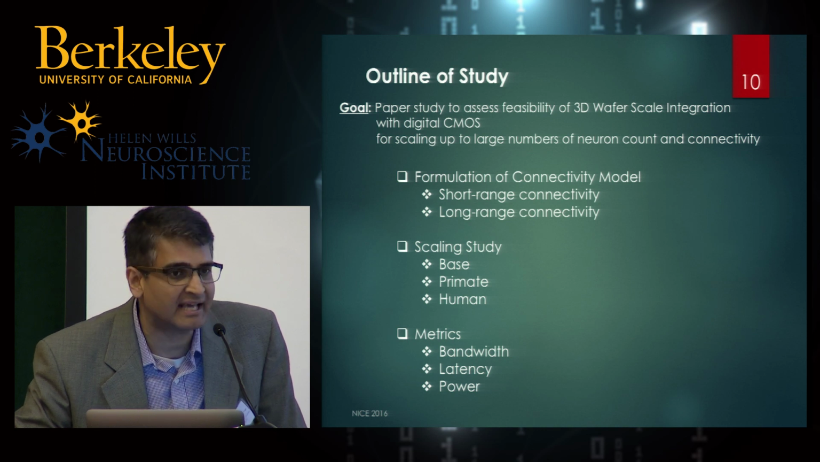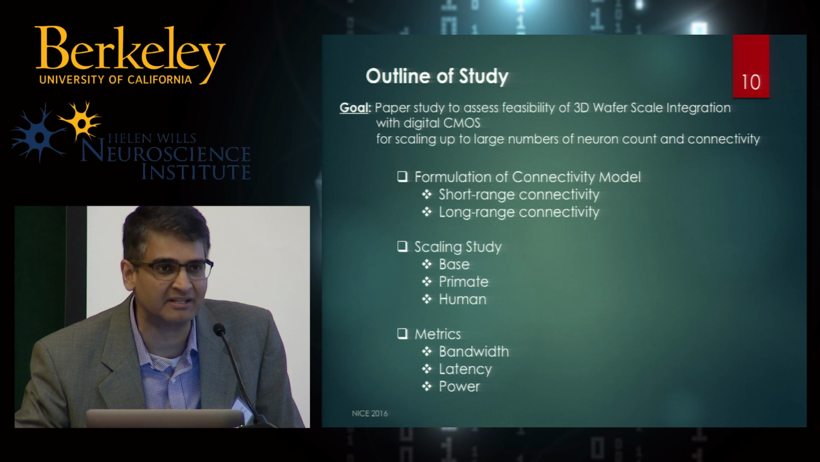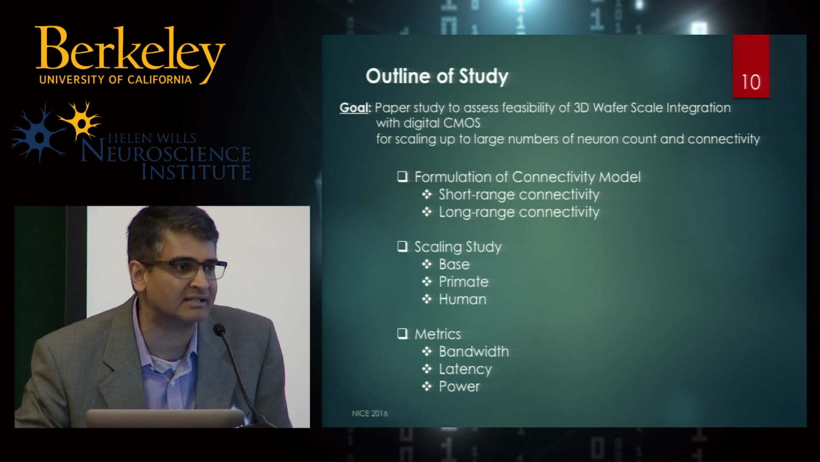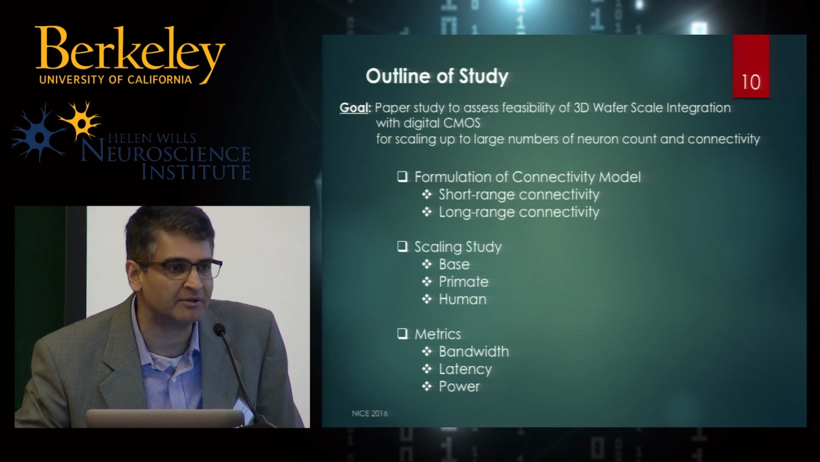So in order to do this scaling study, I took three examples. The first case I call a base case, then I scale it up to a primate case, and then finally I ask the question of what happens if we try to scale it up to a human level case. And the metrics that I want to look at are bandwidth, latency, and power.